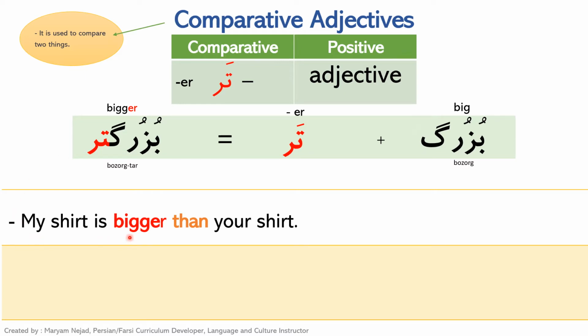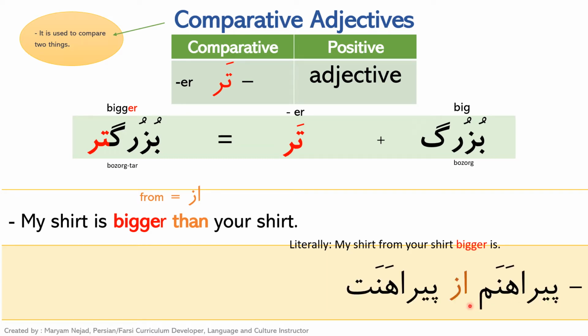We want to say my shirt is bigger than your shirt. The other thing that you need to know is in English, the word than is used to compare two things, but in Farsi, the preposition az is used, which means from. It's like literally we need to say something like my shirt from your shirt bigger is. So this sentence is پیراهنم از پیراهنت بزرگتر است.